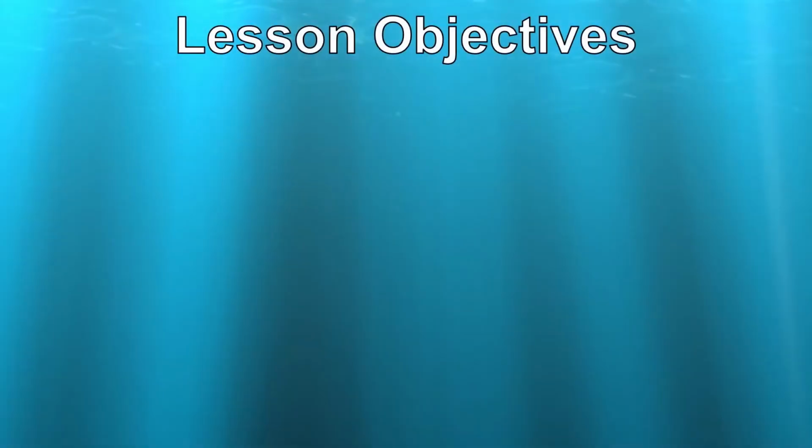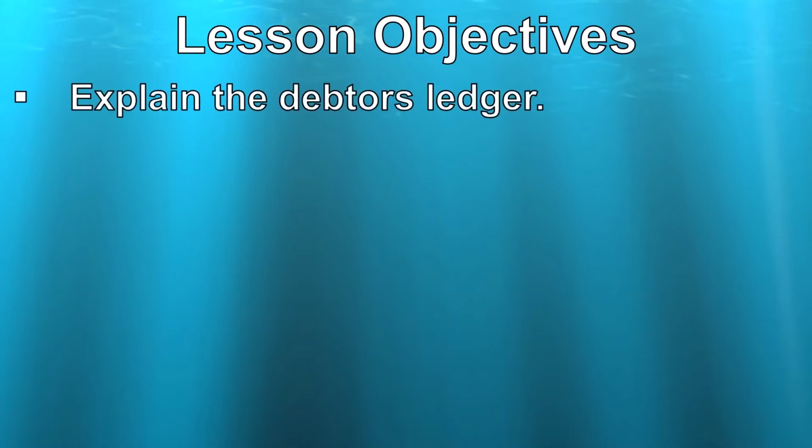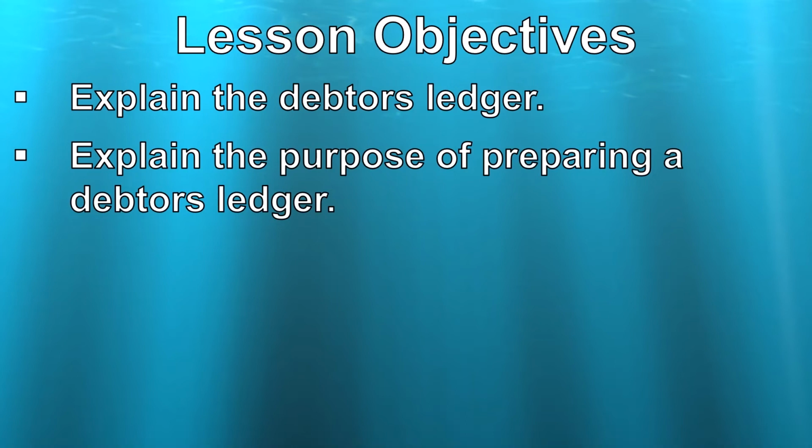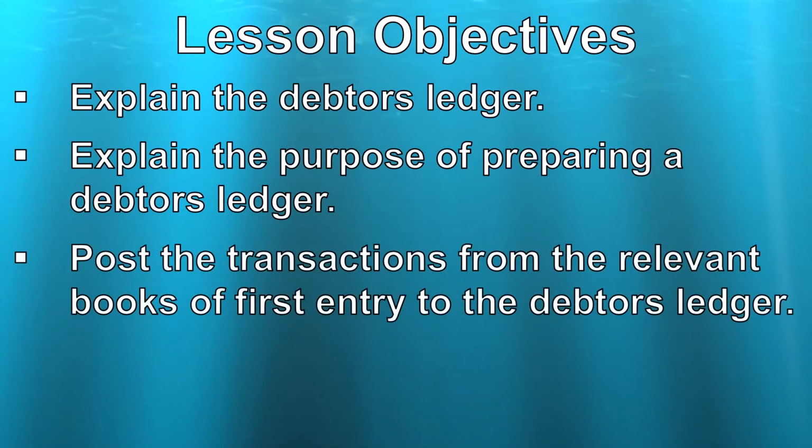Our topic for today is posting of the debtors transaction from the cash book, debtors journal, debtors return journal, as well as the general journal to your debtors ledger. The lesson objectives are: 1. Explain the debtors ledger. 2. Explain the purpose of preparing a debtors ledger. 3. Post transaction from the relevant book of first entry to the debtors ledger.